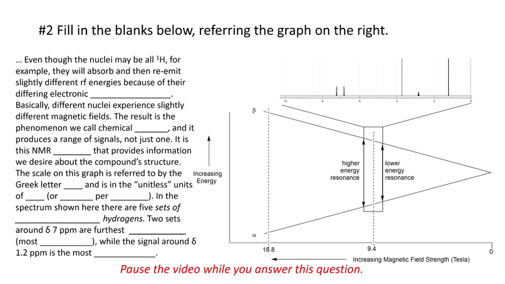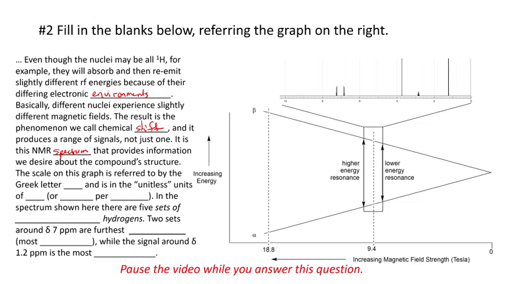Okay. Even though the nuclei may be all protons, for example, they will absorb and then re-emit slightly different RF energies because of their differing electronic environments. Basically, different nuclei experience slightly different magnetic fields. The result is the phenomenon we call chemical shift, and it produces a range of signals, not just one. It is this NMR spectrum that provides the information we desire about the compound structure.